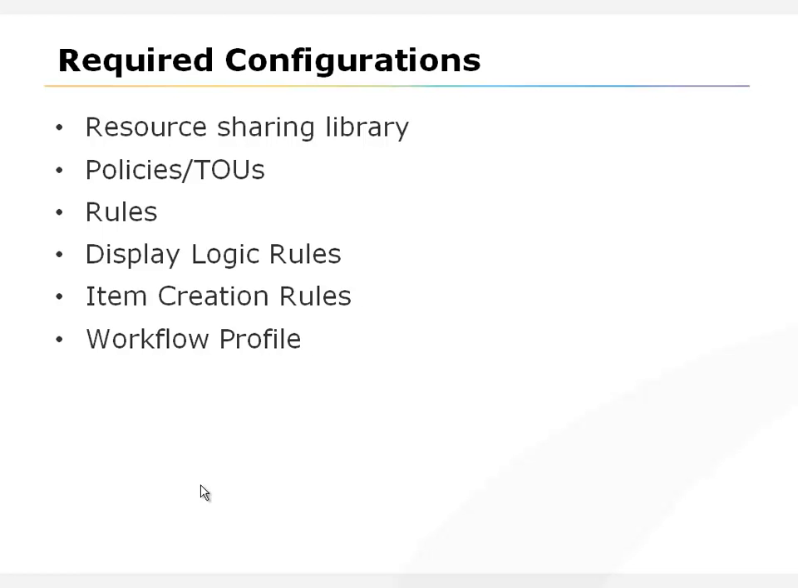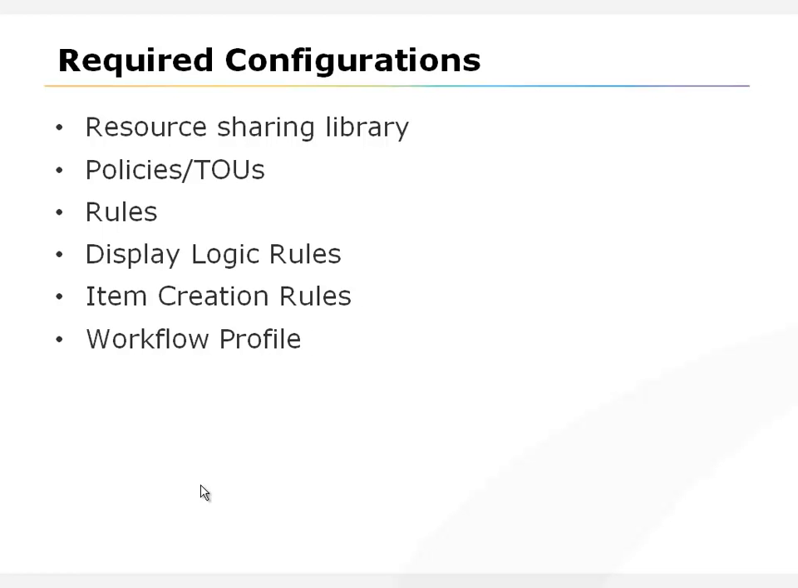Since these items for lending requests or for borrowing requests are both managed by the resource sharing library, the policies, terms of use, and the loan and request rules that are assigned to the resource sharing library's fulfillment unit will be used for controlling the way that this item is going to be circulated. So there is no need to expand more on that. We're all familiar with policies, terms of use, and rules, and these are no different for the resource sharing library.